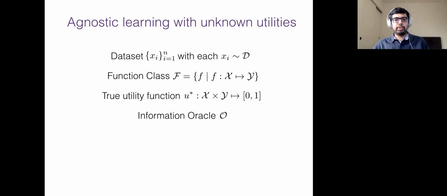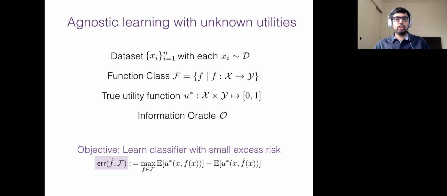Lastly, there is an information oracle with which the learner can interact and get more information about the different decisions y and the underlying utility u star. As I mentioned earlier, our framework moves away from placing any assumption on the underlying utility function u star and instead posits that the decision-making function can only be selected from this restricted class F.